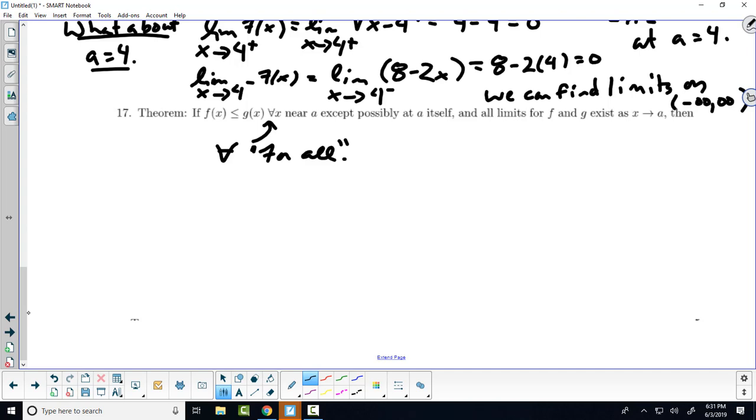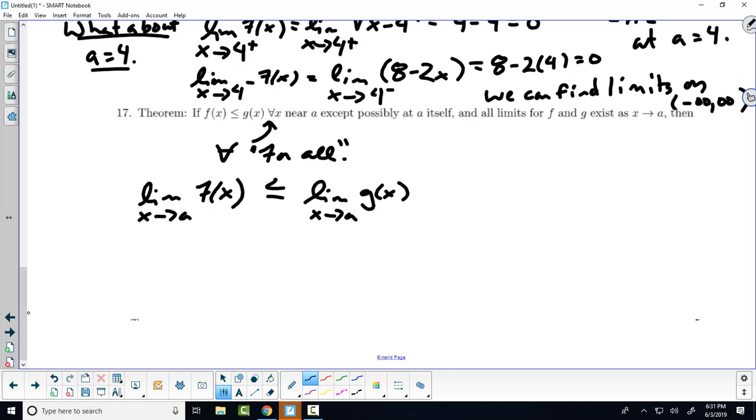It's a range value. So if the range values of f are always at or below the range values of g, what can we say? We can say that the limit as x approaches a of f of x must be what in relation to the limit as x approaches a of g of x? It also must be less than or equal to. Okay.